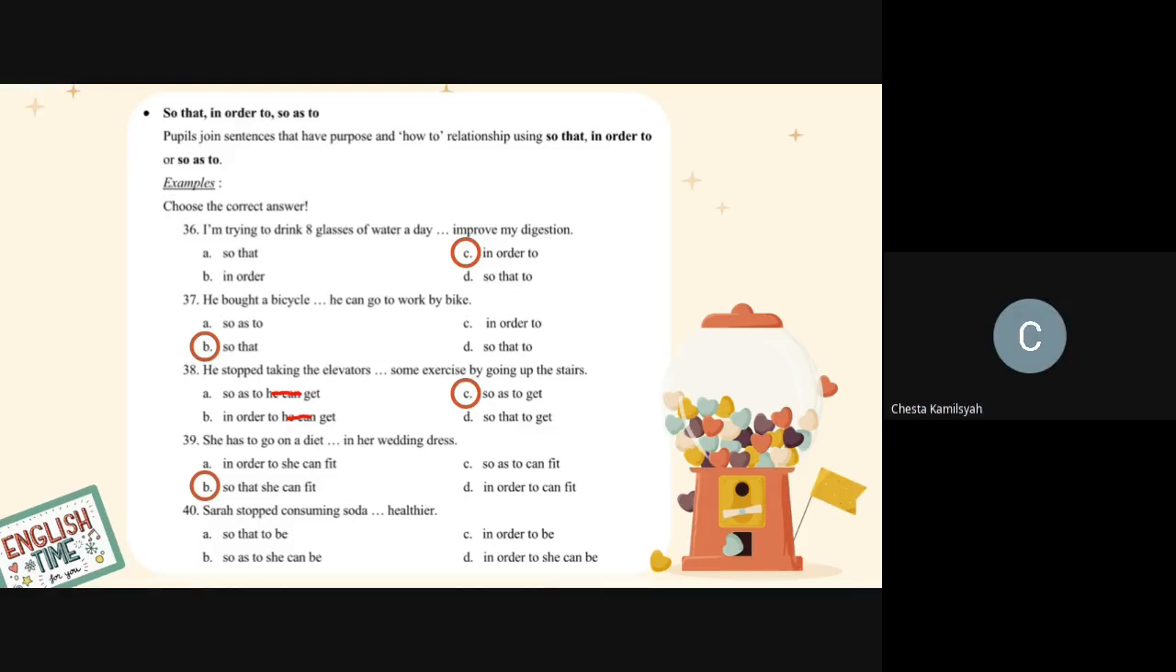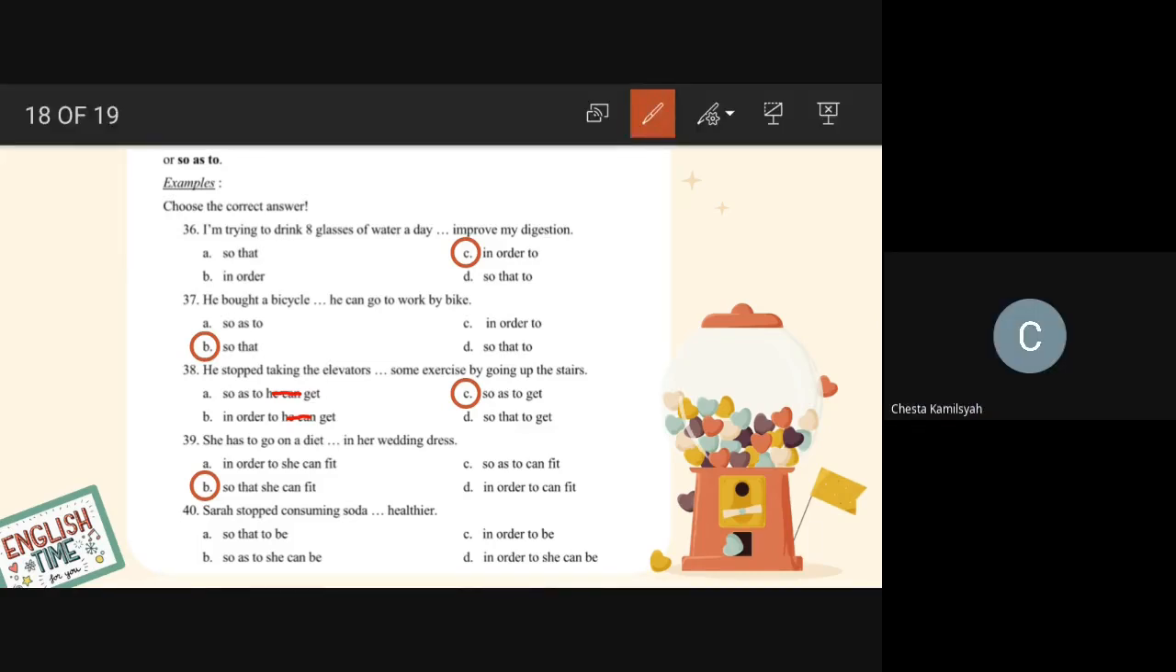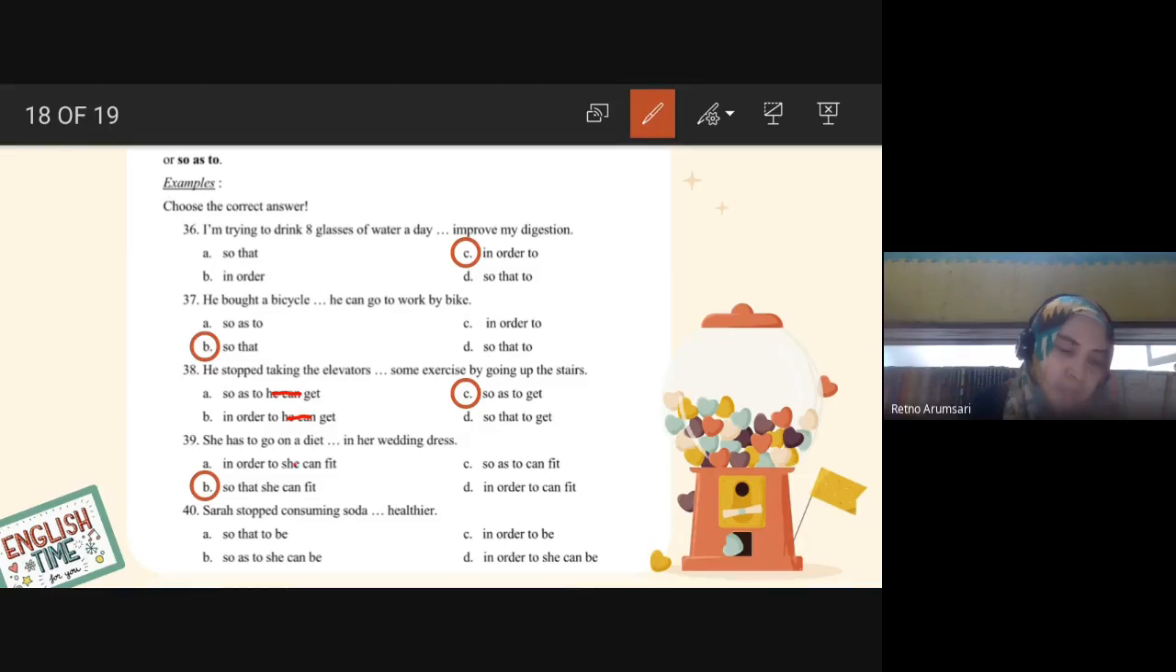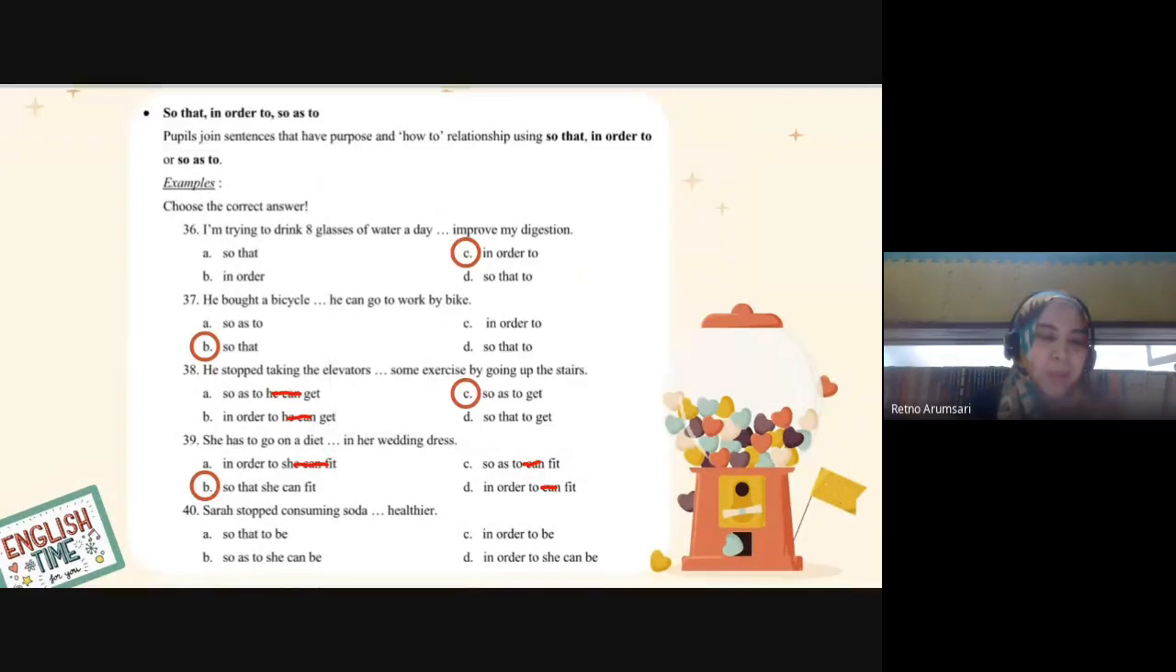Why is A wrong? A is wrong because you have to skip "she can," right? C is wrong because you have to skip "can." D is wrong because you have to skip "can." Okay? So the best answer is "so that she can fit." After "so that," you have to write the full sentence of the second sentence, starting from the subject. Okay, thank you, Chesta. Now let's go to Nana, number 40, the last number.